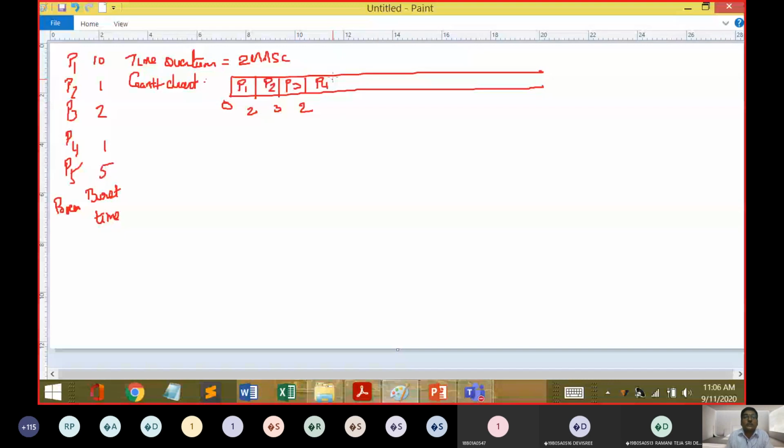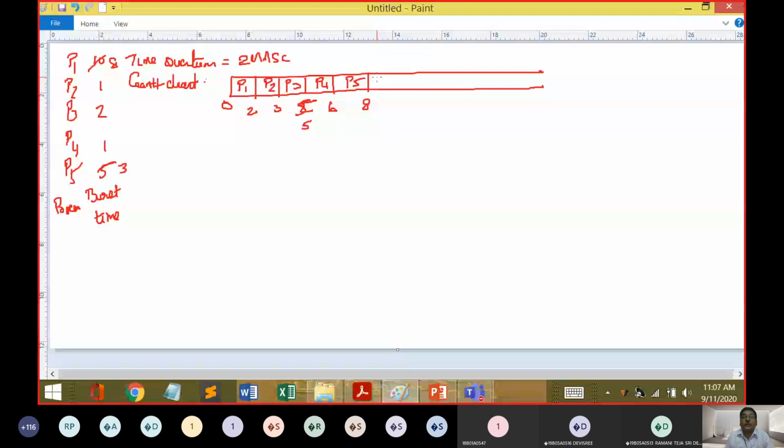So this is 5 here, and 6. After that we have P5 and the time quantum is 2, so we go up to 8. So for P1 we still have 8, and for P5 we have 3. In round robin, after P5 it has to repeat to P1.